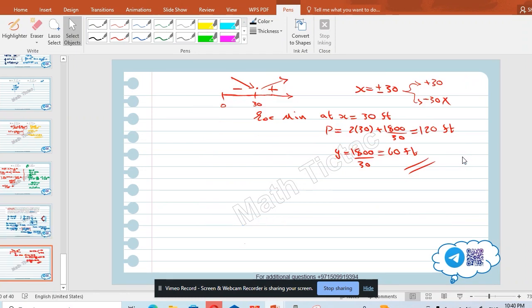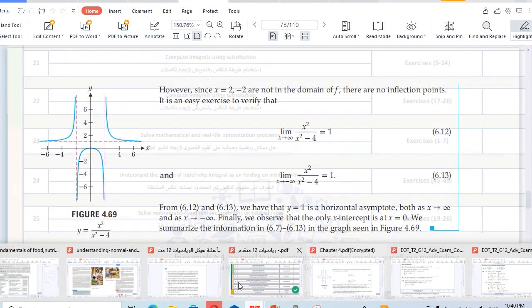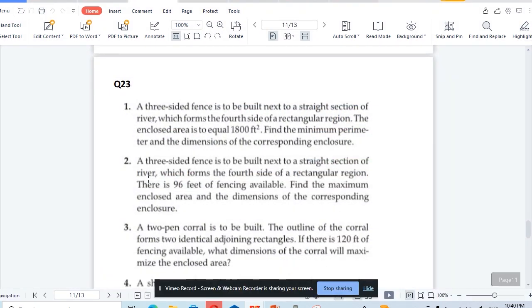Now, of course, the second question is similar to the question that we have solved now. And here, as you can see, we also have a three-sided fence to be built next to a straight section of river. So pretty much it's the same question. I want you to practice and solve it, which is question 2. So that means we will move directly to question number 3.